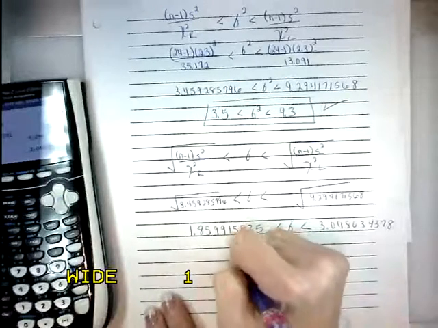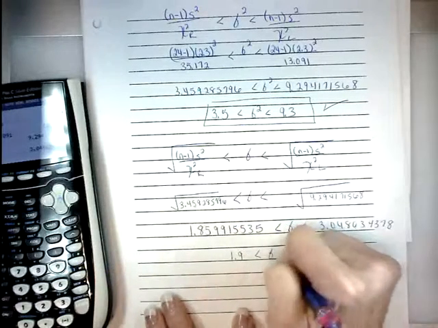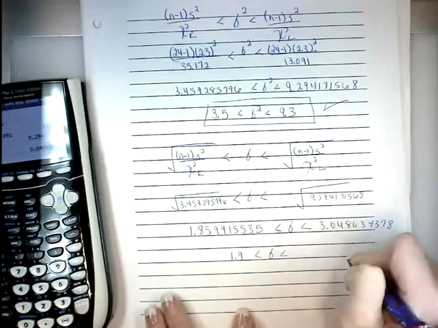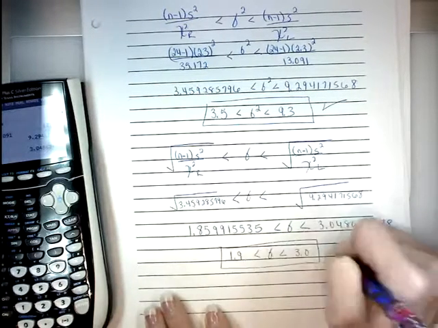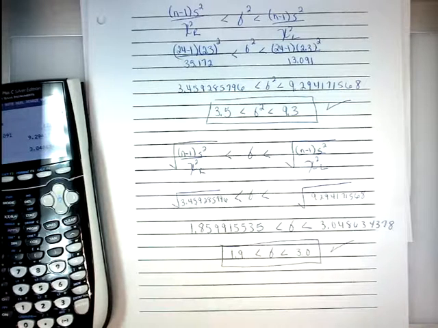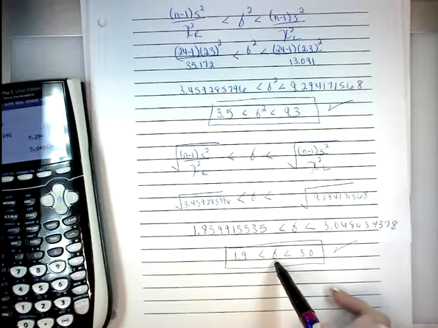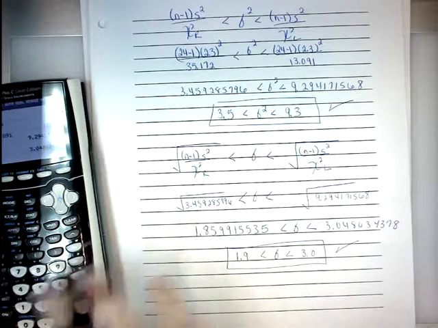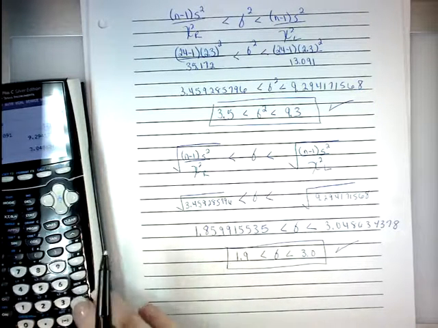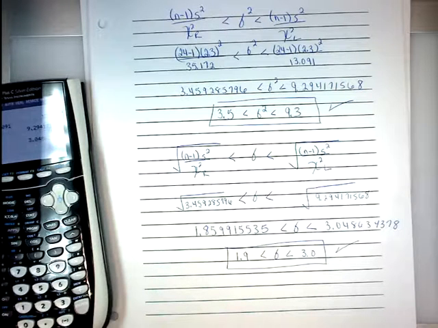Final answer, 1.9 less than sigma less than 3.0. So we're 90% confident that the true population standard deviation falls between 1.9 and 3.0. That difference or confidence interval width is 1.1. And that completes problem number 2.